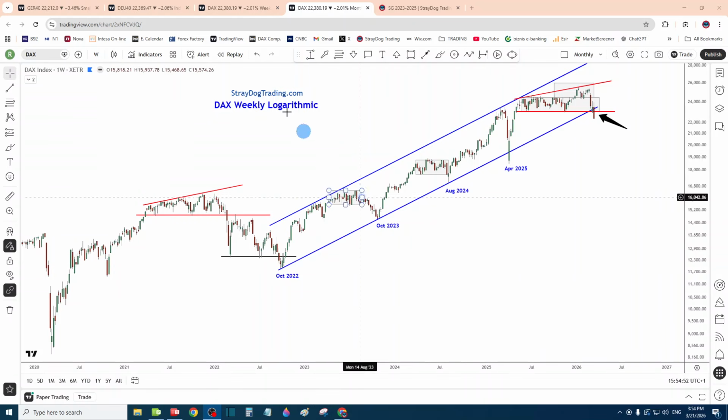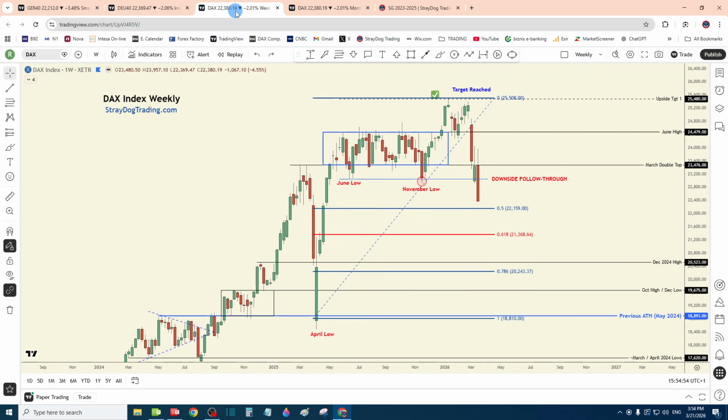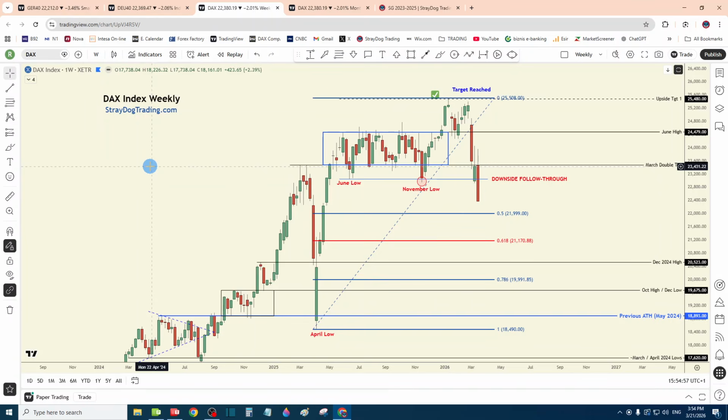Now let's go to the usual weekly chart, which would be this one, and on this chart you can observe downside follow through below the previous week low, November low, and June low from the previous year. Now we do know that index CFDs as index clones and futures went below this, and the price was all the way down to like 22,070.